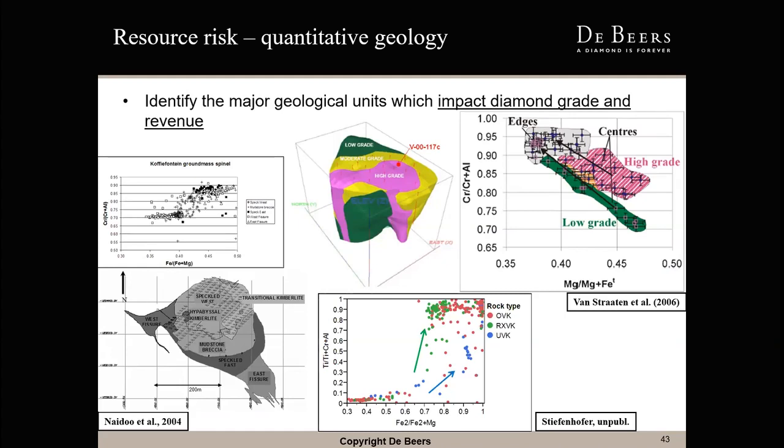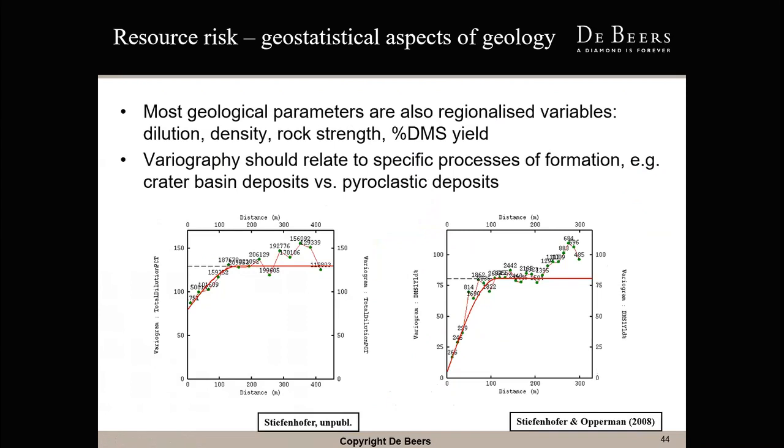These are just some examples of groundmass spinel plots, pulling apart various magma signatures in different pipes. This is Koffiefontein, Voorspoed down at the bottom. That was a Victor in Canada that we heard about earlier. And so through some careful analytical work, one can go some way in supporting the modeling decisions made.